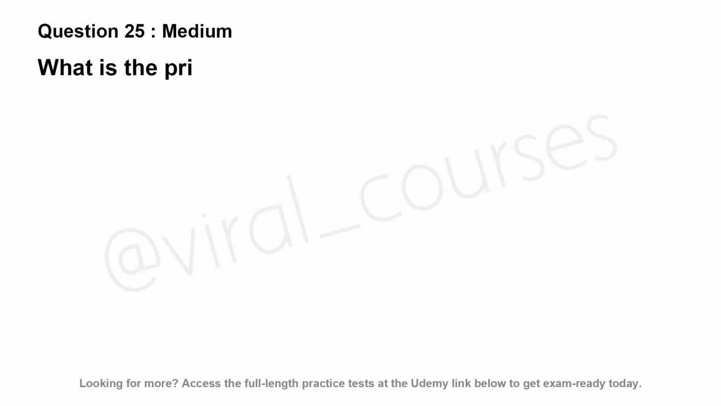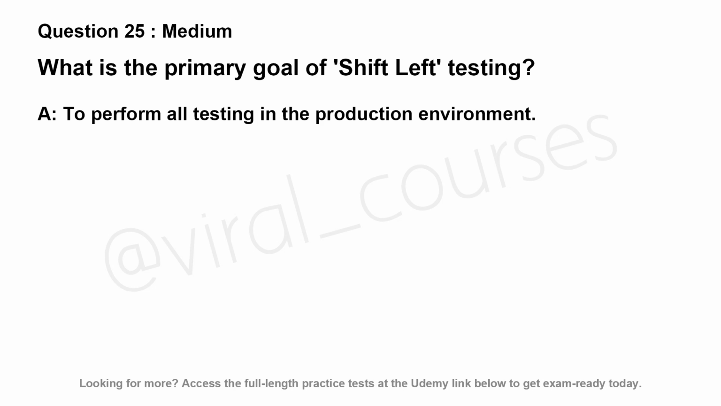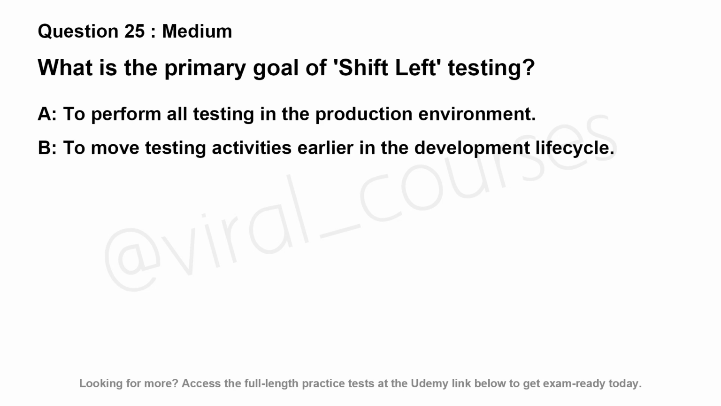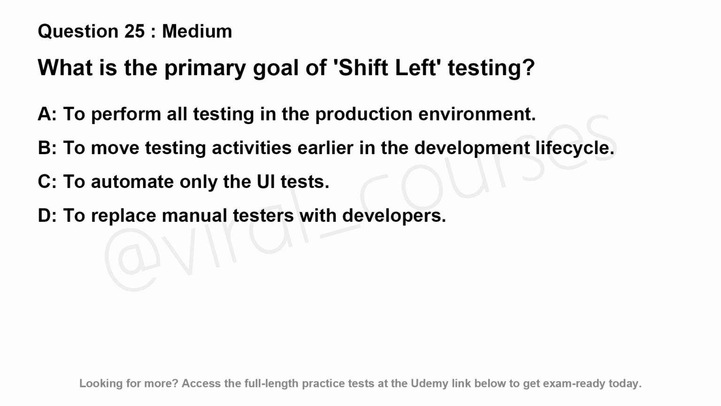What is the primary goal of shift-left testing? Option A. To perform all testing in the production environment. Option B. To move testing activities earlier in the development lifecycle. Option C. To automate only the UI tests. Option D. To replace manual testers with developers.